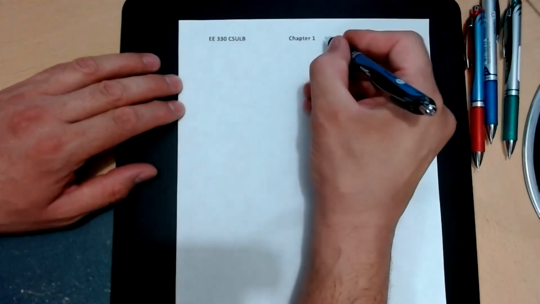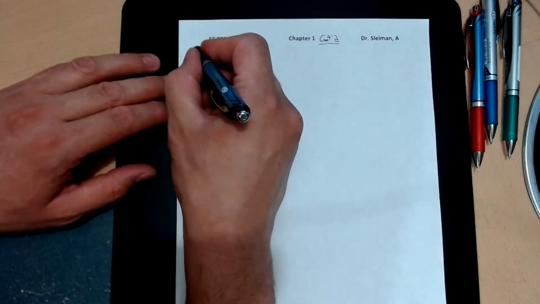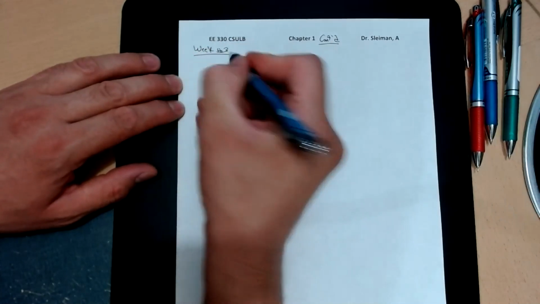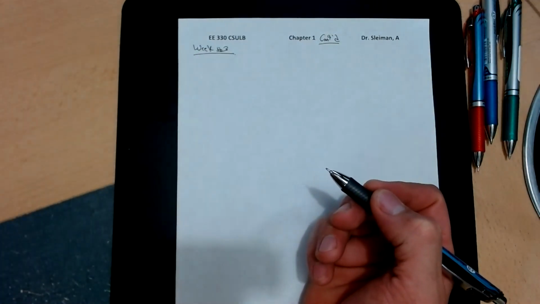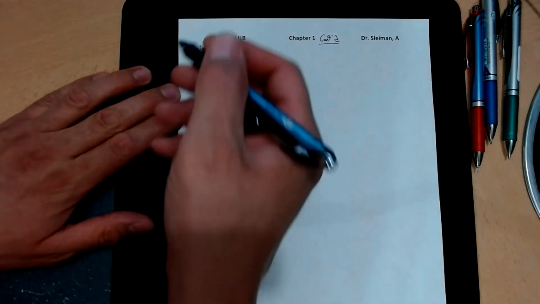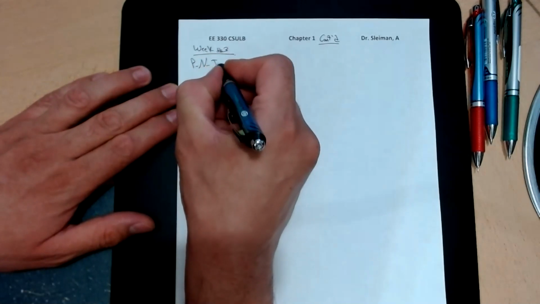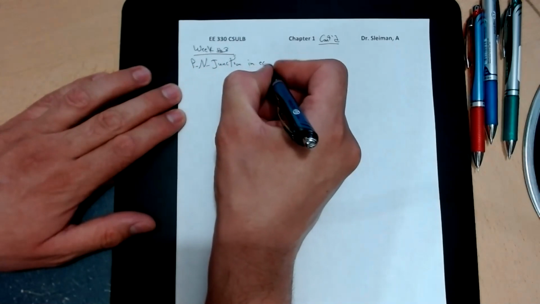We're still continuing on chapter 1. This is week number 3. Considering the first week had no lecture, we started from the second week; consider that as the first week. Okay, we're continuing on the PN junction in equilibrium.